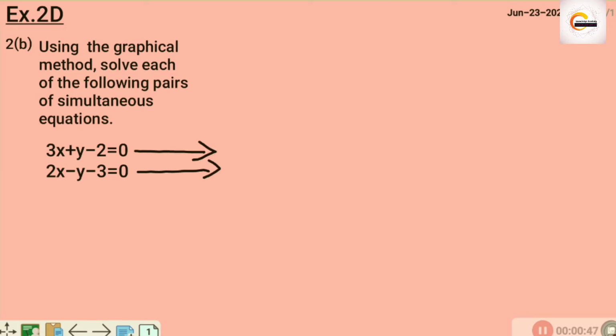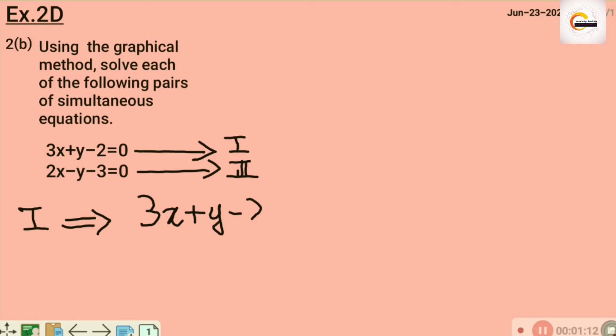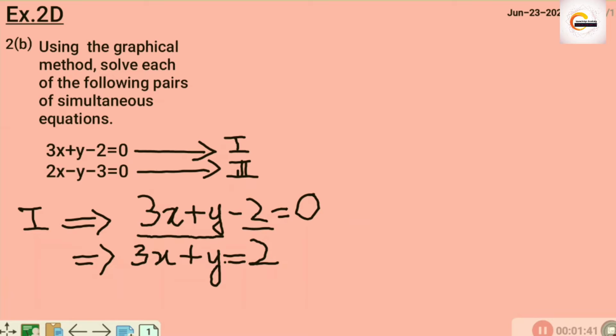So let's call this equation 1, and the second equation will be equation number 2. Now the regular form that I'm talking about is, let's deal with equation 1. Here equation 1 is 3x plus y minus 2 equals 0. Regular form means you keep the variables on one side of the equals sign, and the constant goes on the other side. This is the regular form, nothing complicated. So 3x plus y equals 2. If the minus goes to the other side of the equals sign, it becomes plus. We all know this. So let's call this equation A.